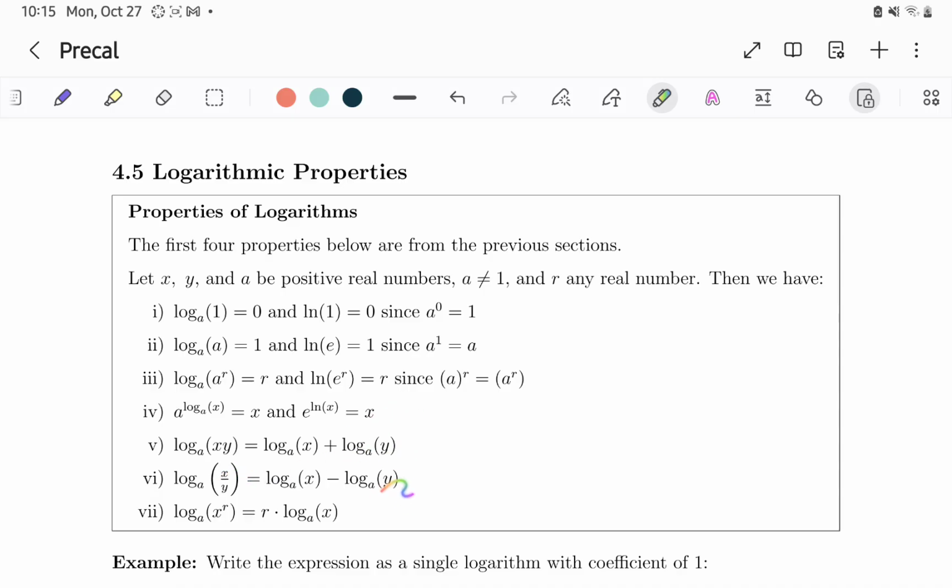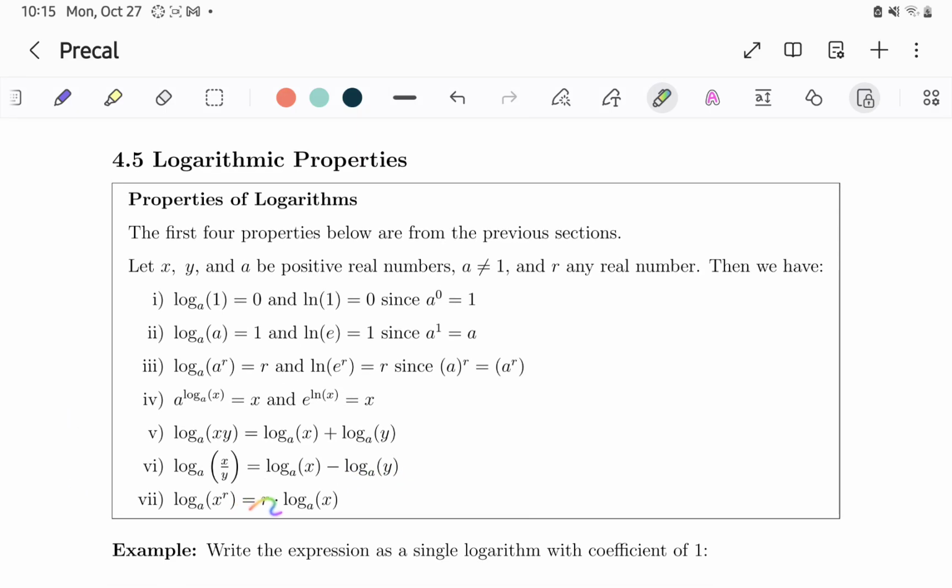And now we have our 3 new properties. We have the product property for logarithms, which says that the logarithm of the product is equal to the sum of the logarithms. In other words, log base a of x times y is equal to log base a of x plus log base a of y. Then we have the quotient property for logarithms, which says that the logarithm of the quotient is equal to the difference of the logarithms. In other words, log base a of x over y is equal to log base a of x minus log base a of y.